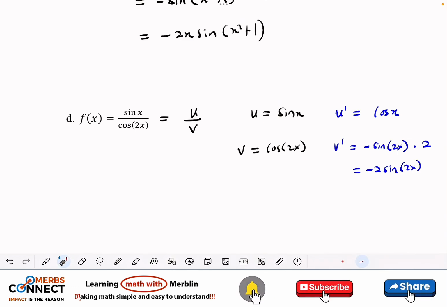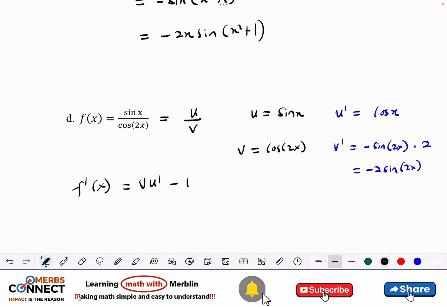So you saw what we just did here. Differentiate cos, you get minus sine of everything, times then you differentiate what is inside the bracket, you get 2. You get something like this. So now what is f prime? The quotient rule is v u prime minus u v prime divided by v squared.